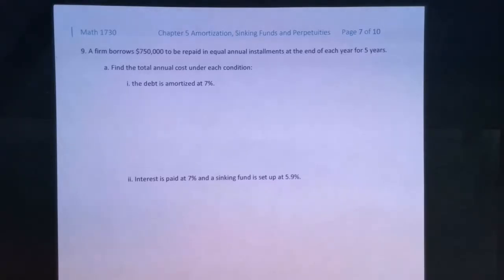Alright, we're in chapter 5, section 2, sinking funds. So in example 9, what we're going to do is compare amortizing or setting up a sinking fund.